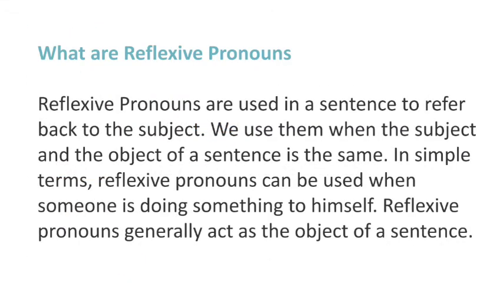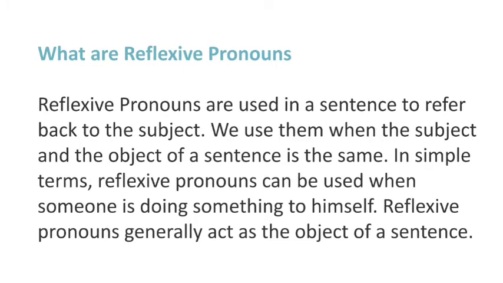Reflexive pronouns are used in a sentence to refer back to the subject. We use them when the subject and the object of a sentence are the same. In simple terms, reflexive pronouns can be used when someone is doing something to himself. Reflexive pronouns generally act as the object of a sentence. And children, they act as all the 3 types of object of the sentence: the direct object, the indirect object, and the object of preposition. Let us see the examples.